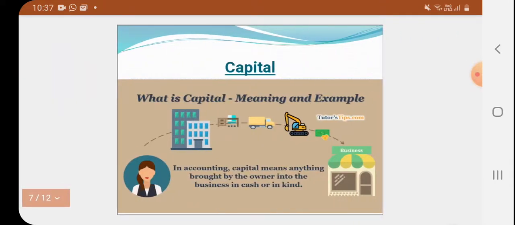What is capital? As you can see in the picture, in accounting, capital means anything brought by the owner into the business in cash or in kind. So anything which is brought by the owner of the business entity for making his business run, it can be in cash or in kind. So basically that comes as capital.